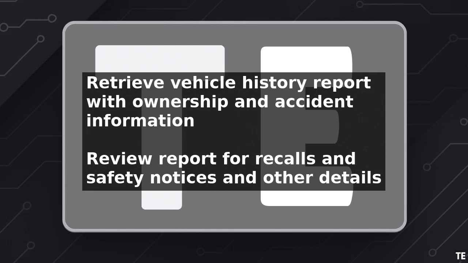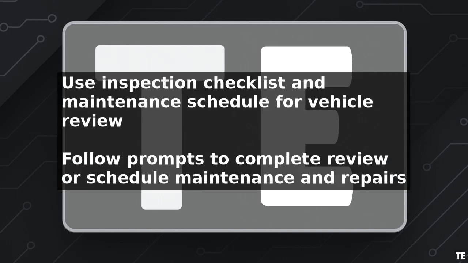To use these tools, navigate to the Vehicle Details page and scroll down to the Tools section. From here, you can select the inspection checklist or maintenance schedule and follow the prompts to complete the review or schedule maintenance.